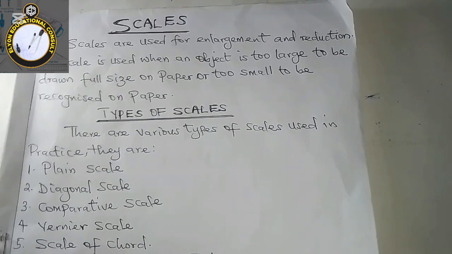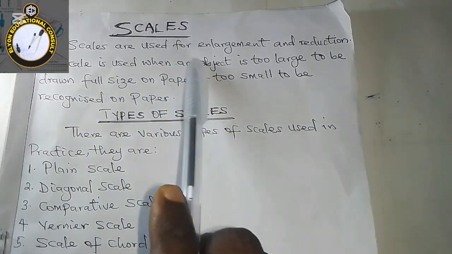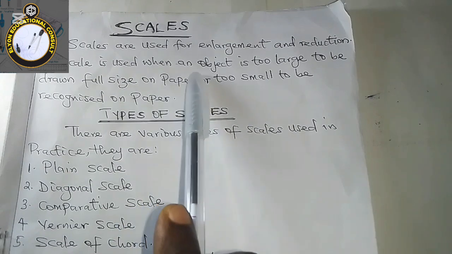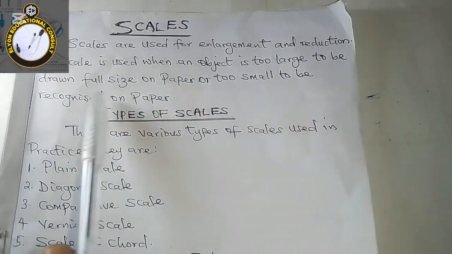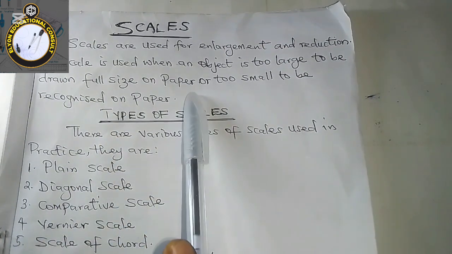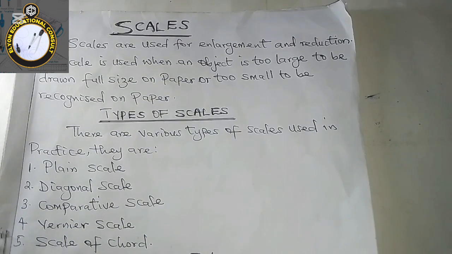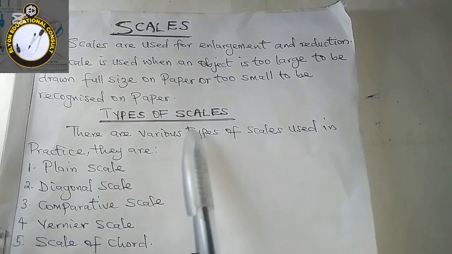So scale, what is a scale? Scales are used for enlargement and reduction. A scale is used when an object is too large to be drawn full size on paper or too small to be recognized on paper. When an object is too large to fit on a paper or too tiny to be seen on paper, we use a scale.